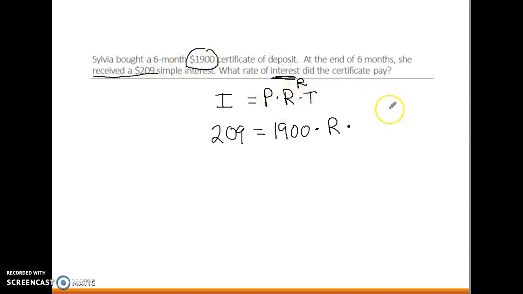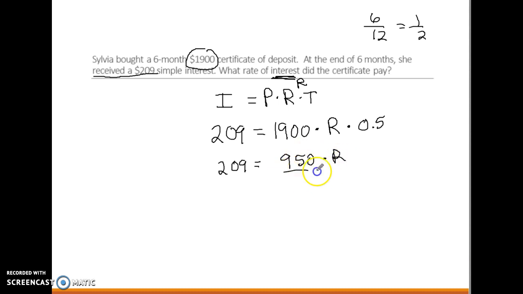We don't want to put in 6 because, remember, time is always calculated in terms of 1 year. So 6 months, if you think of it as 6 divided by 12, is 1/2. So you're actually multiplying by 1/2, or 0.5 as an equivalent decimal. Now simplifying what is on the right, we have 209 equals 1,900 times 0.5, and that calculates out to be 950 times R. If we want R by itself, you just divide both sides by 950.